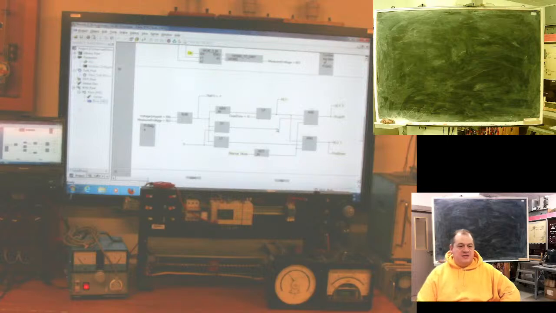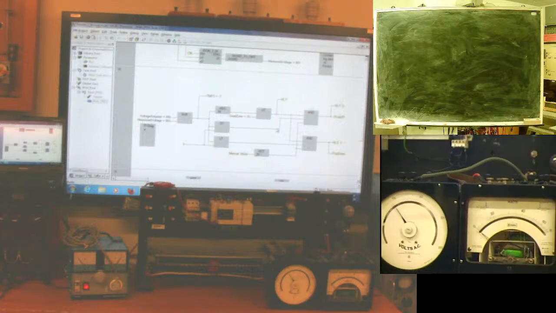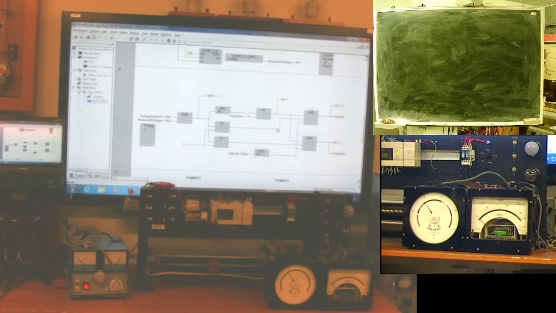Okay, I got something. Some kind of compromise solution. I can get my instruments. But why do I need this screen? And what's going on here?